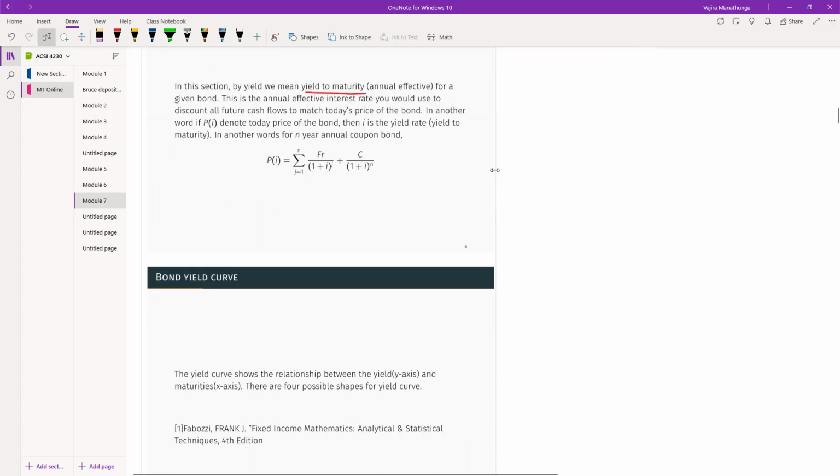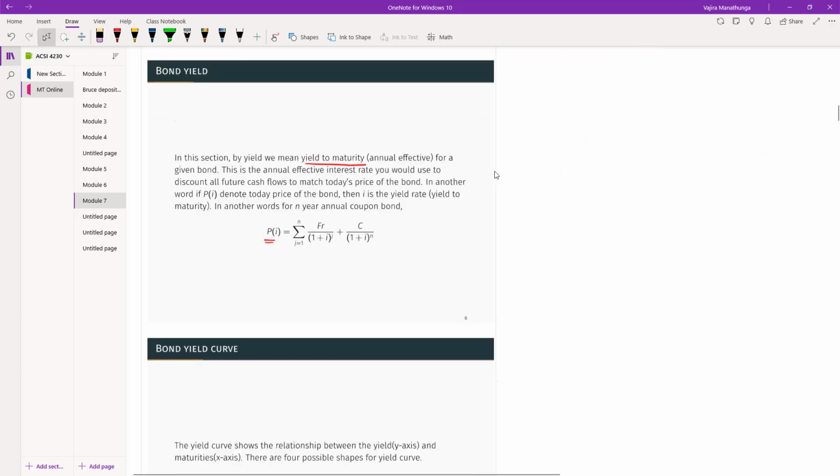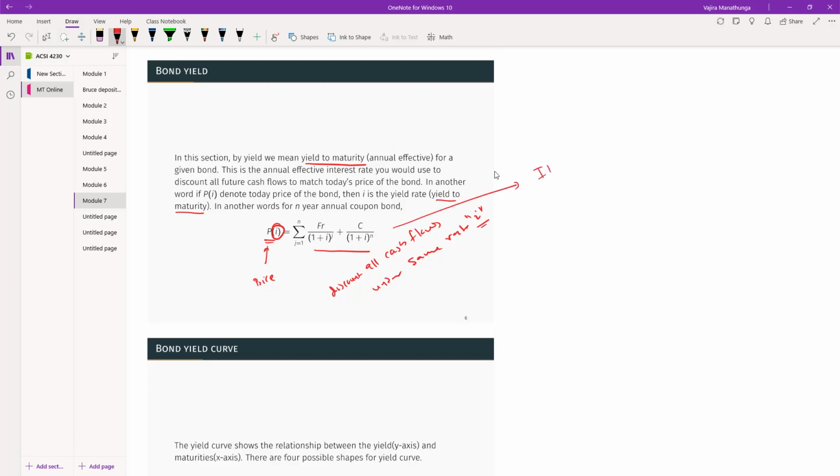Mathematically, you can see this side is the price, and you are discounting all cash flows under the same rate i. When that happens, this rate i we call the yield to maturity. You will see this a lot of the time. That is the meaning of it. Basically, it's the internal rate of return.